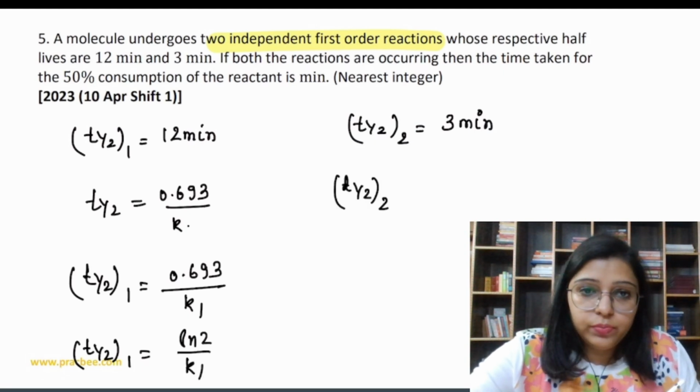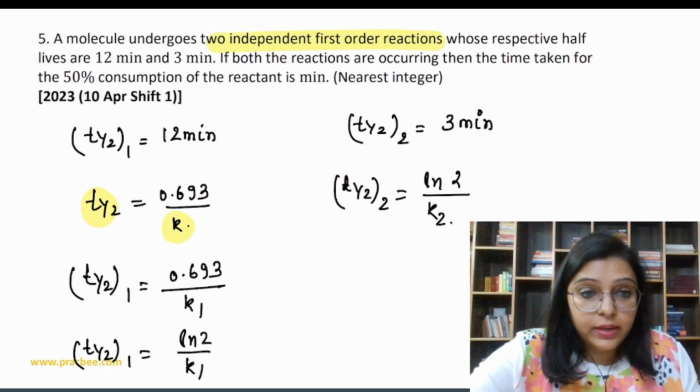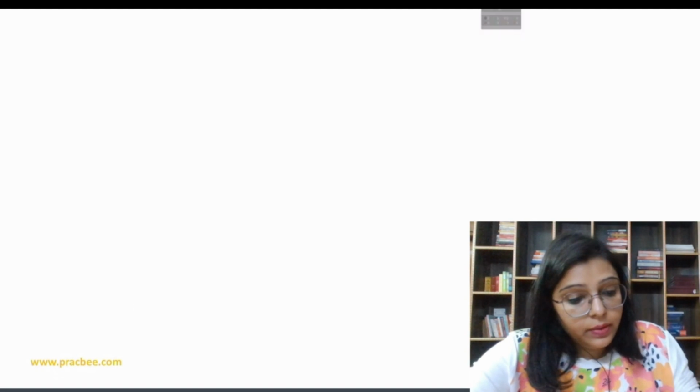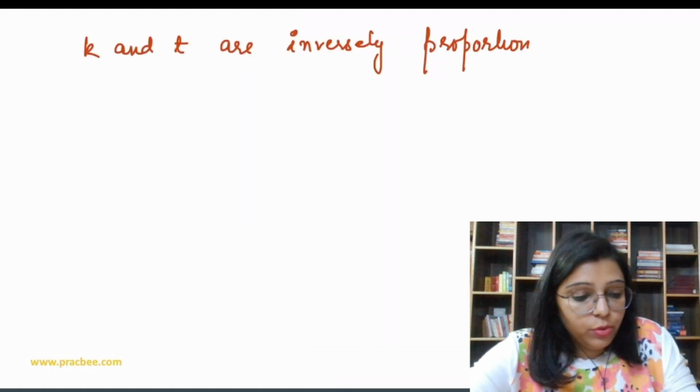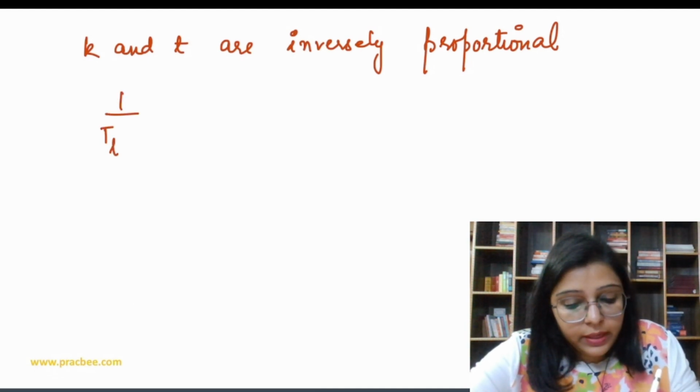ln2 upon K2. Okay, fine. Is it clear? We can write this thing. Now, if we see the formula, then T half and rate constant, they are reciprocal, right? They are opposite, right? So basically what we can say is that K and T are inversely proportional, right? K and T, they are inversely proportional. So we can say that 1 by T total is equal to 1 by T1 plus 1 by T2.